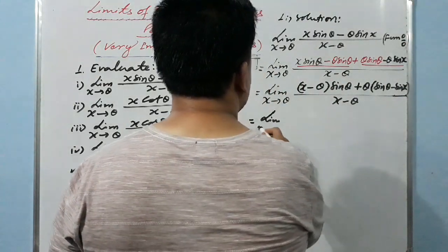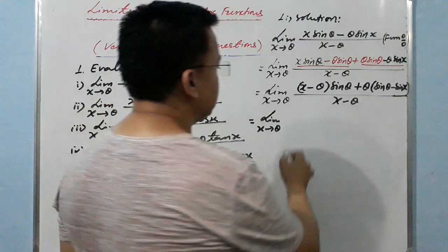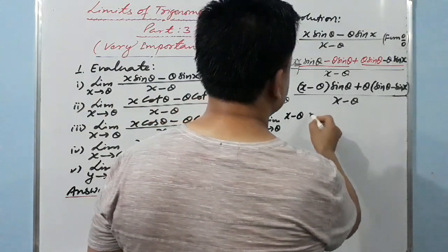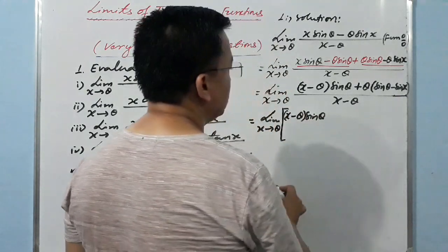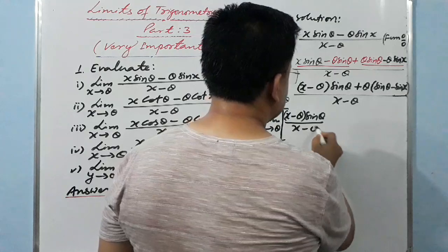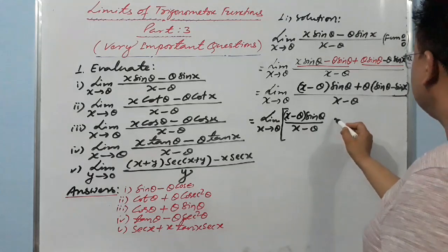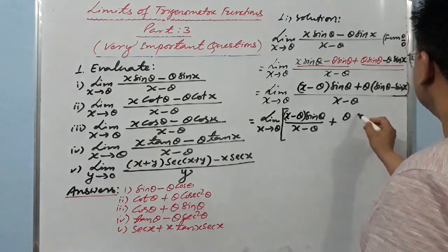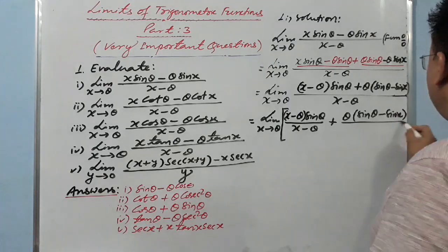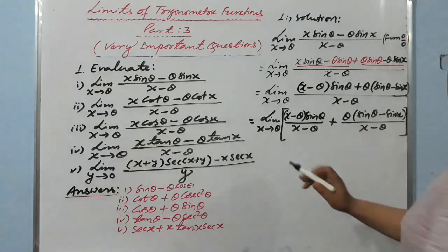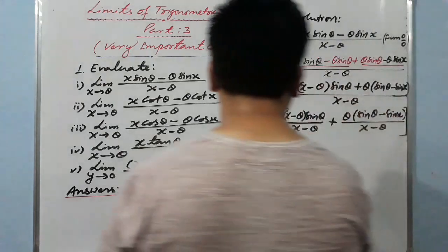Is equal to limit as x tends to theta. A very interesting pattern we are going to get here: x minus theta times sin theta over x minus theta, plus theta times sin theta minus sin x over x minus theta. We can write the whole expression in this form. It's an easy step.